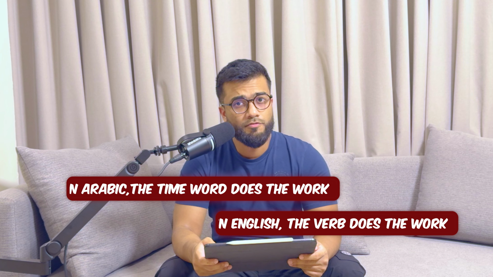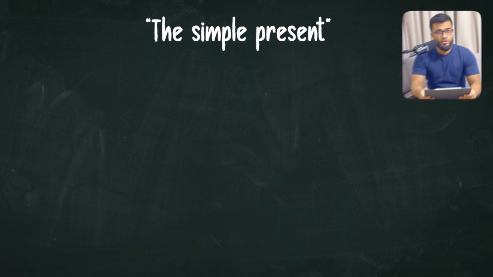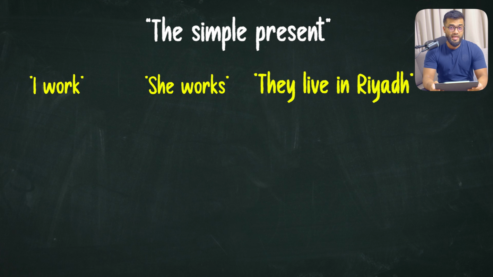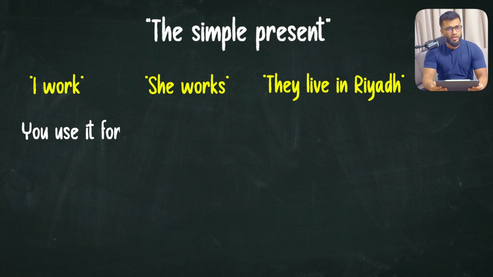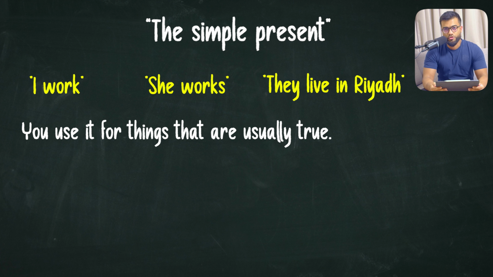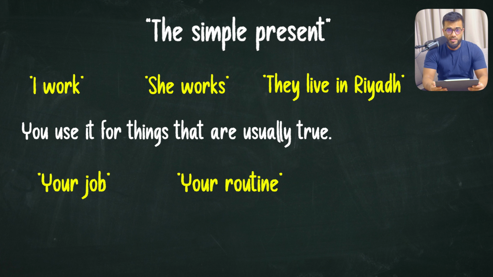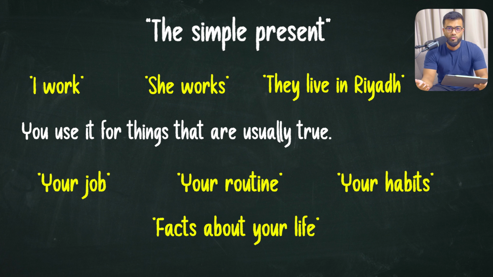Now let's talk about the first grammatical form, the simple present. I work, she works, they live in Riyadh. You use it for things that are usually true. Your job, your routine, your habits, facts about your life. You know this form. You learned it many years ago.